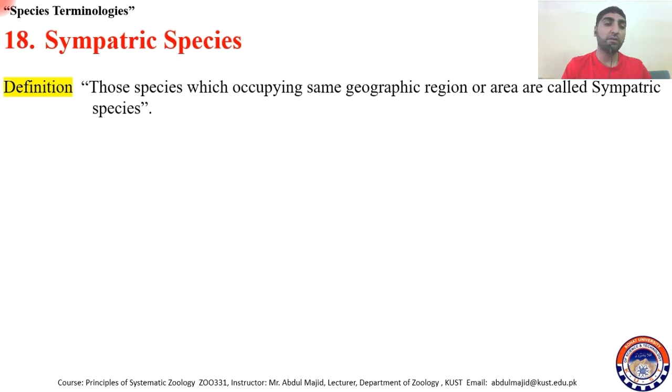So let me make it clear that scientists do not agree. Most of them do not agree with Sympatric speciation. They do not believe in Sympatric speciation. But anyhow, it's a fact. Sometimes it happens. It may happen spontaneously because of certain mutations, but it does happen.